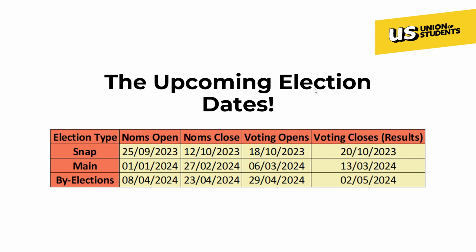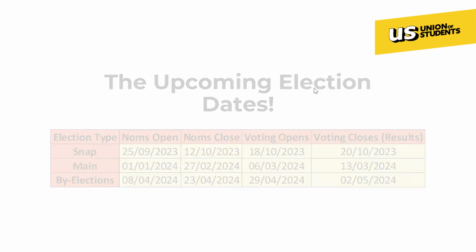The snap elections are to fill in the positions that we weren't able to fill in last year in the main elections or by-elections. The main elections are where all positions are available, including those of the president and vice presidents, and the by-elections are to fill in any positions we weren't able to fill in the main elections. So you can see when their nominations open, so that's when you can start putting yourself forward for those roles. When nominations close, when the voting opens, when you can start campaigning as well, and when the results for those are released.